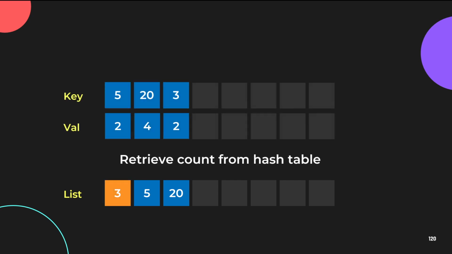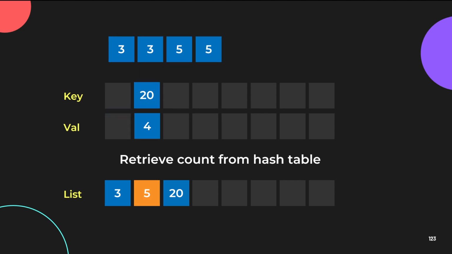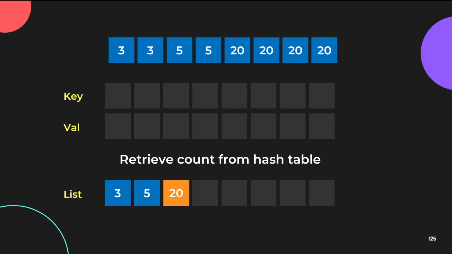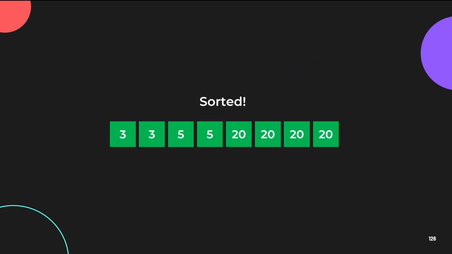Then I take the elements from the hash table one by one from the start: 3, 5, 20. From 3, I retrieve the count: it has 2 elements, so that will be 3, 3. Then 5 has 2 elements, so 5, 5. And finally 20 has 4 elements, so there will be 20, 20, 20, 20. This is how the hash table works with the additional list. This list can also be obtained by hash table.keys, something like that. That will also work. So this will return us the sorted elements.